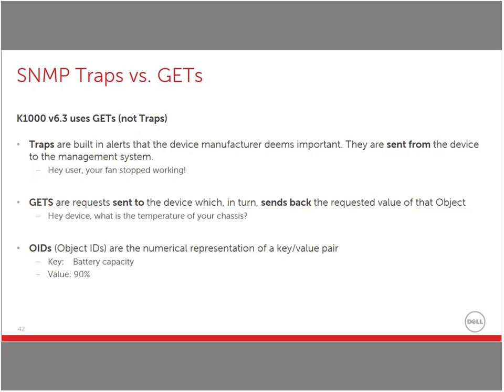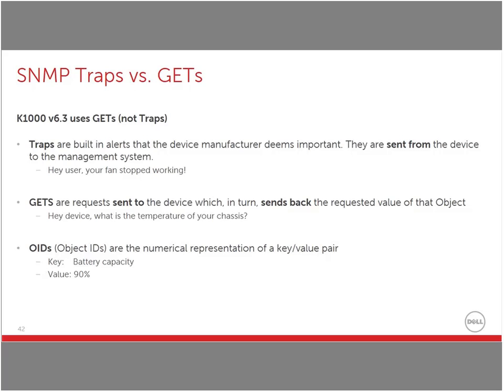Okay. So again, I think I already covered this, but a good example of a trap is, hey, something went wrong. Your device is on fire. Whereas a get is, hey device, are you on fire? So that's kind of the difference. And the object IDs, which we're going to call OIDs from now on, are the numerical representation of the actual data and then the value associated with that data. So in this particular case, like battery capacity is 90%.